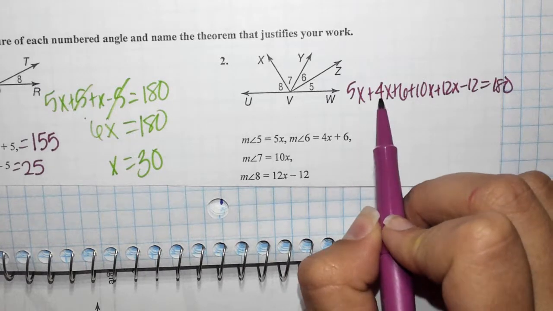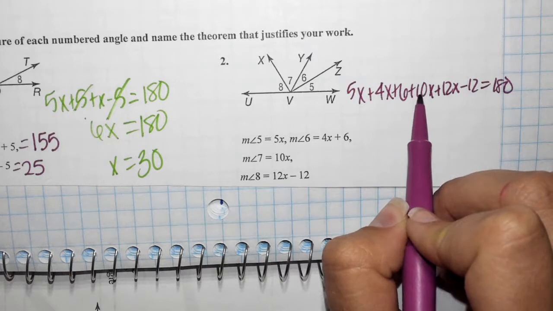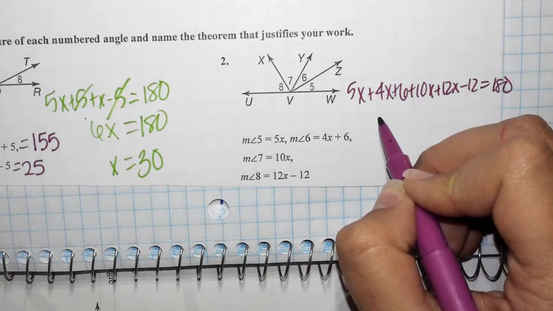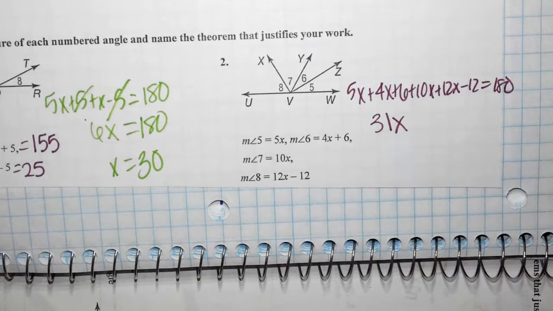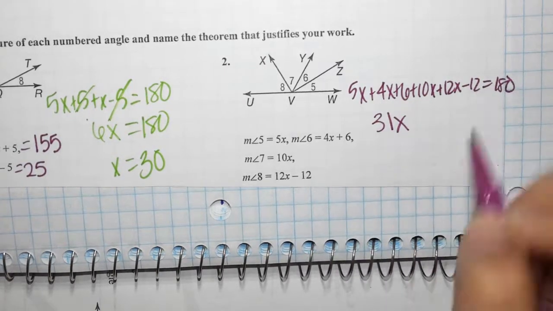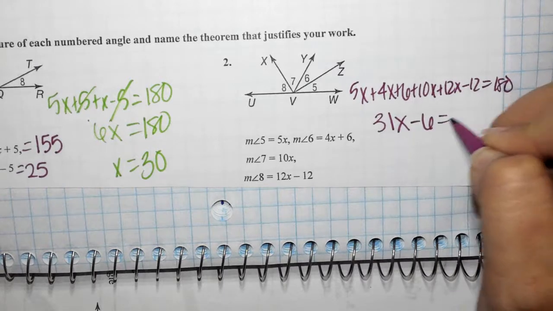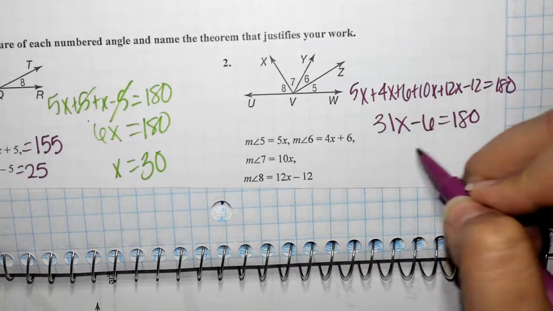Now, what's 5x plus 4x? 9x plus 10x plus 12x? I'm just adding. Alright, what is 6 minus 12? And then what do I do from here?